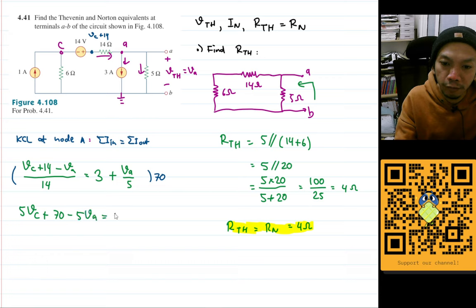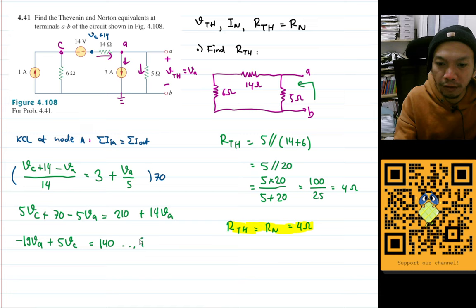And that will equal to 210. And this one will be plus 14 VA. So let's move the VA to the left hand side. So minus 5 minus 14 will be minus 19 VA. And this one will be plus 5 VC. And this 70 will move to the right hand side. So I will have 140. That will be equation number one.